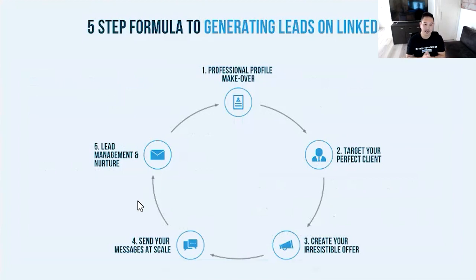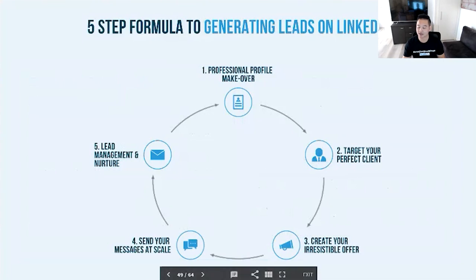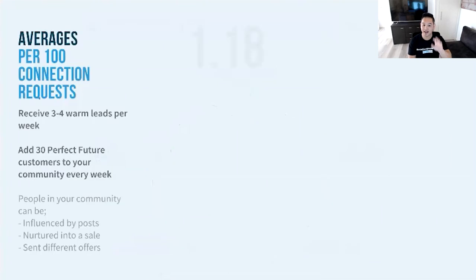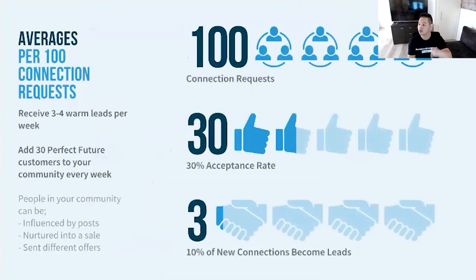So at the beginning, I told you about the 5-step formula for generating leads on LinkedIn. Getting your professional profile done, targeting your ideal client, and then creating that message sequence. I've shown you how to do that. Then, once you've got those 3 things right, LinkedIn just becomes a numbers game, guys, where you send an X amount of connection requests, you get this result. The average is per 100 connection requests. This is the result you should be getting.